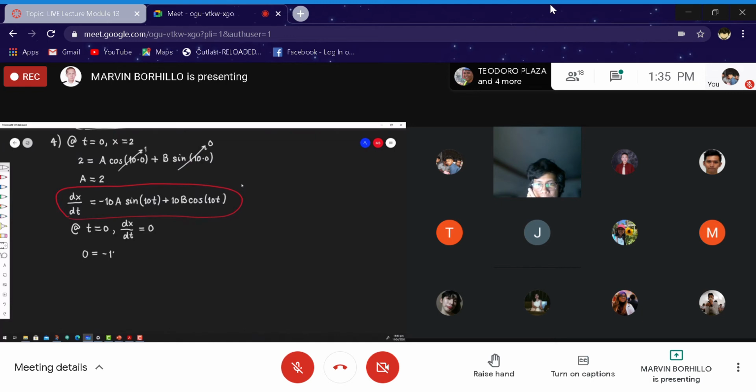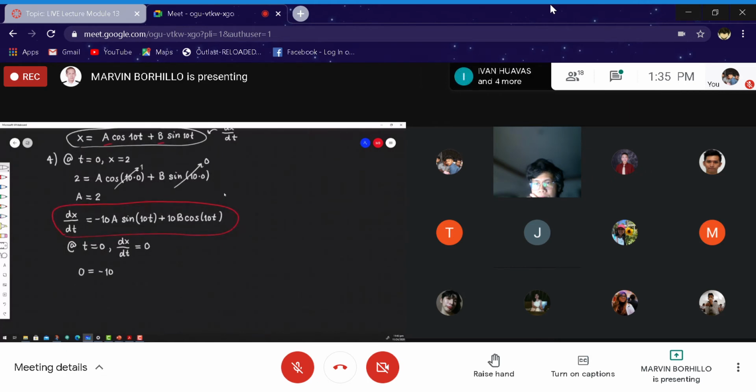Minus 10. Alam na natin yung a. Yung a natin is, ano ba yung a? 2, no? Substitute natin. Times 2 sine of 10 times 0. This will be 0 yan. So, cancel na yung term na yan.